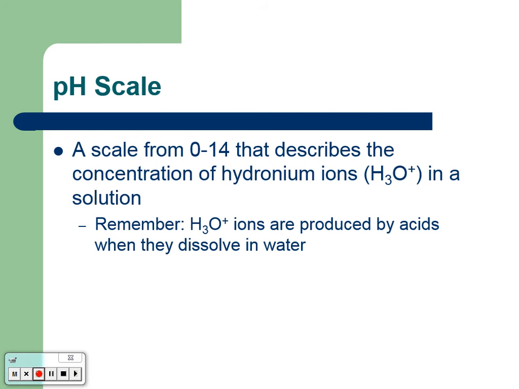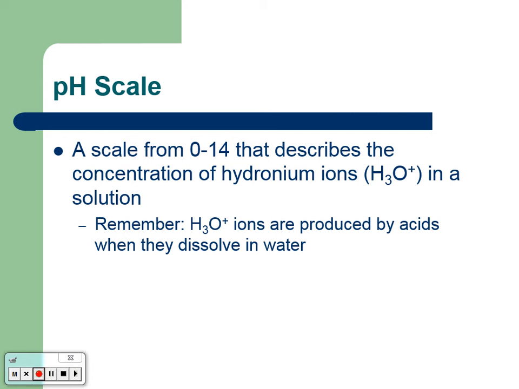The pH scale describes the concentration of hydronium ions in a solution. The pH scale measures or describes the concentration of hydronium in a solution. And remember, hydronium ions are produced by acids when they dissolve in water.